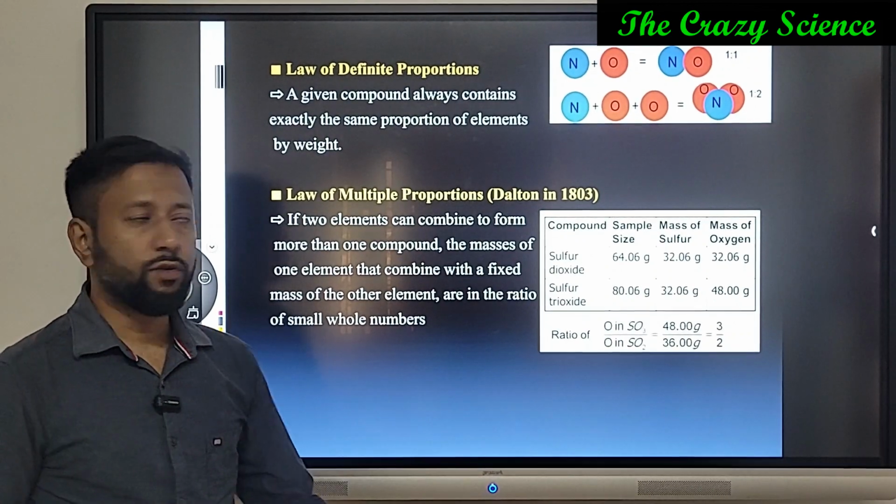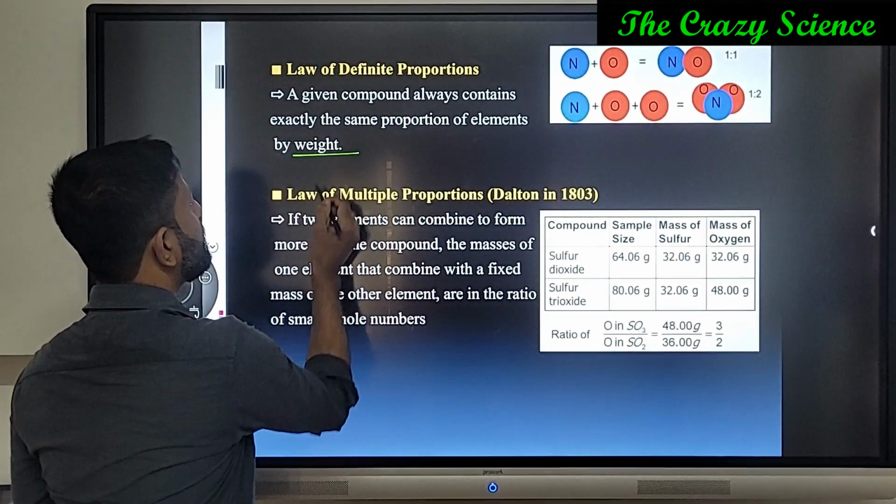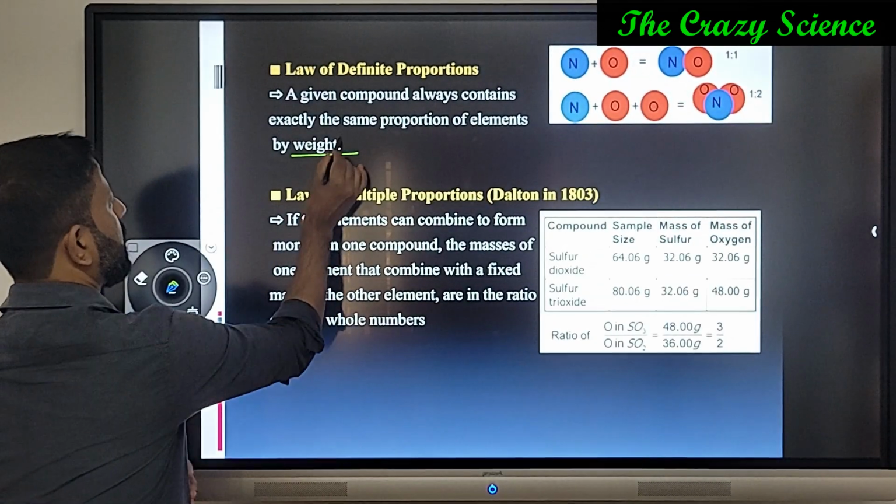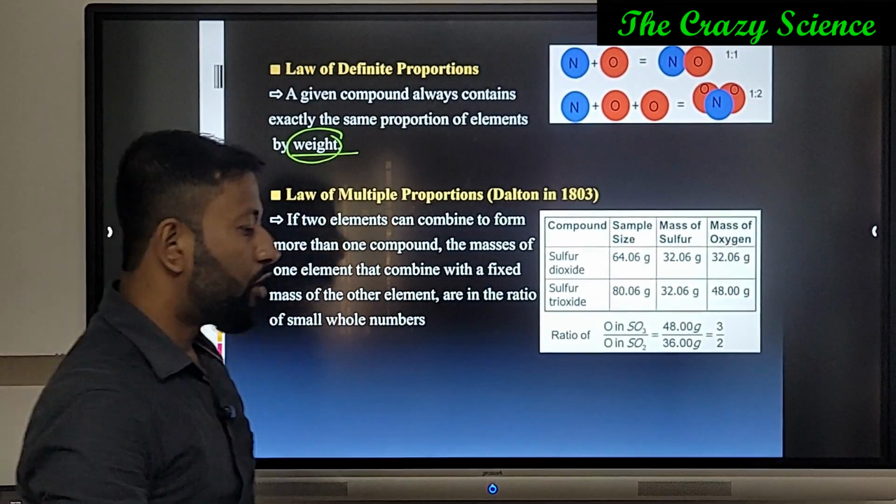With respect to what? With respect to weight. We have to concentrate on that one. We have to check that with respect to weight. I am saying that. So this law is known as the law of definite proportion.